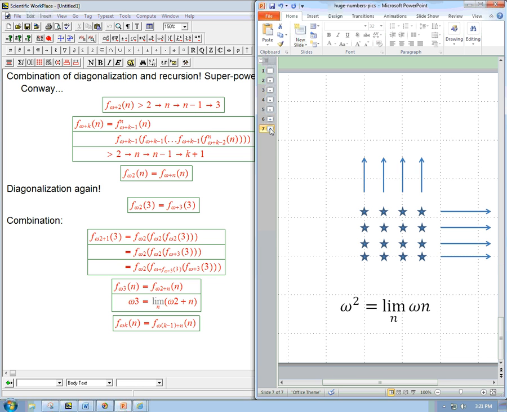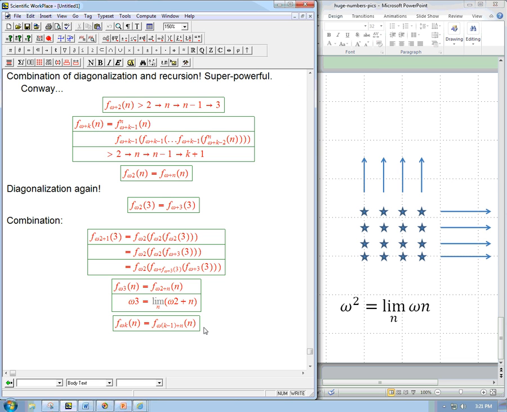Okay. Omega squared is just if I take omega, and then omega times 2, and omega times 3, and omega times 4, and I look at the limit of that. It's very conveniently represented as just a quarter plane worth of stars going infinitely that way and infinitely that way. And so it's just the limit as n goes to infinity of omega n. Okay, that's another thing we're going to diagonalize.